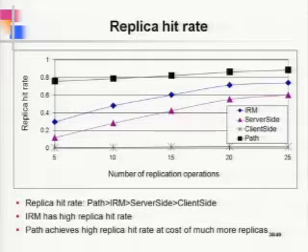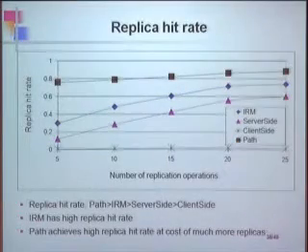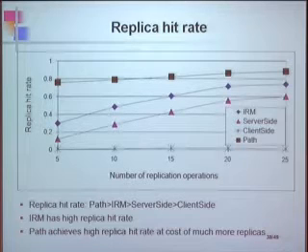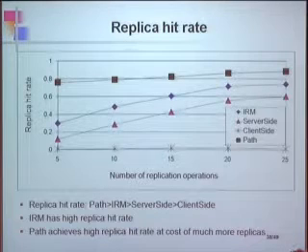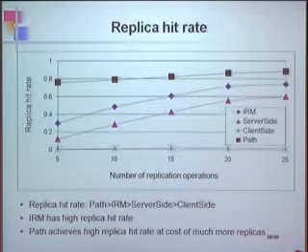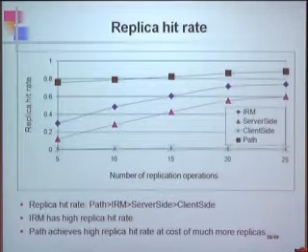So let's see the performance. Here, this metric is replica hit rate. We hope that the replication method can have a higher hit rate, so there are fewer underutilized replicas. From the figure, we can see that path has a higher hit rate than IRM, and IRM has a higher hit rate than server-side and client-side.